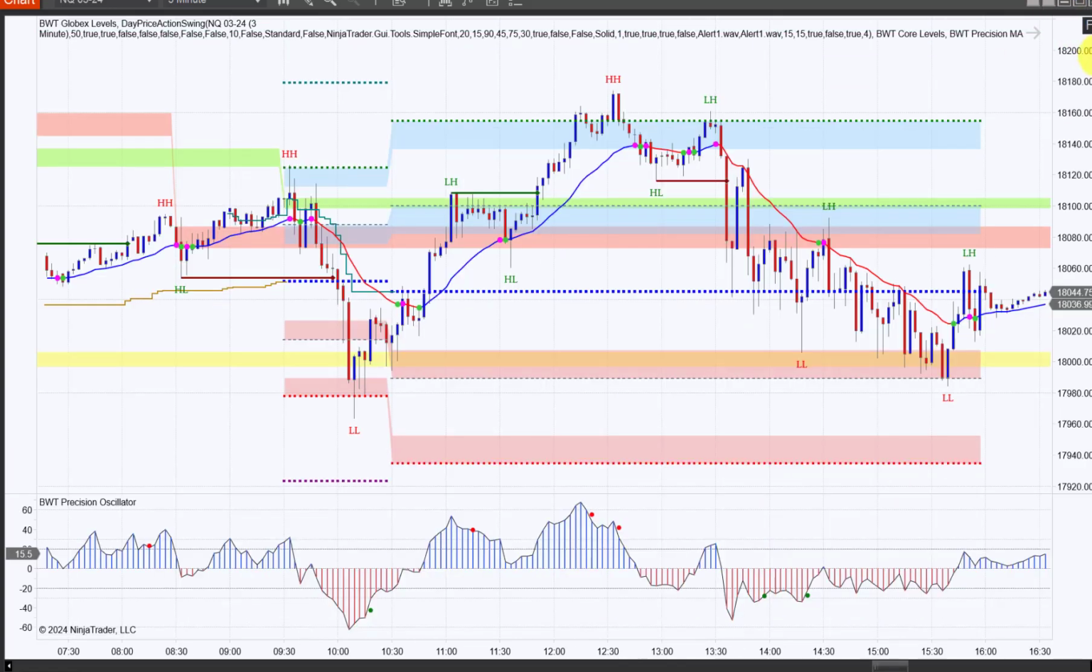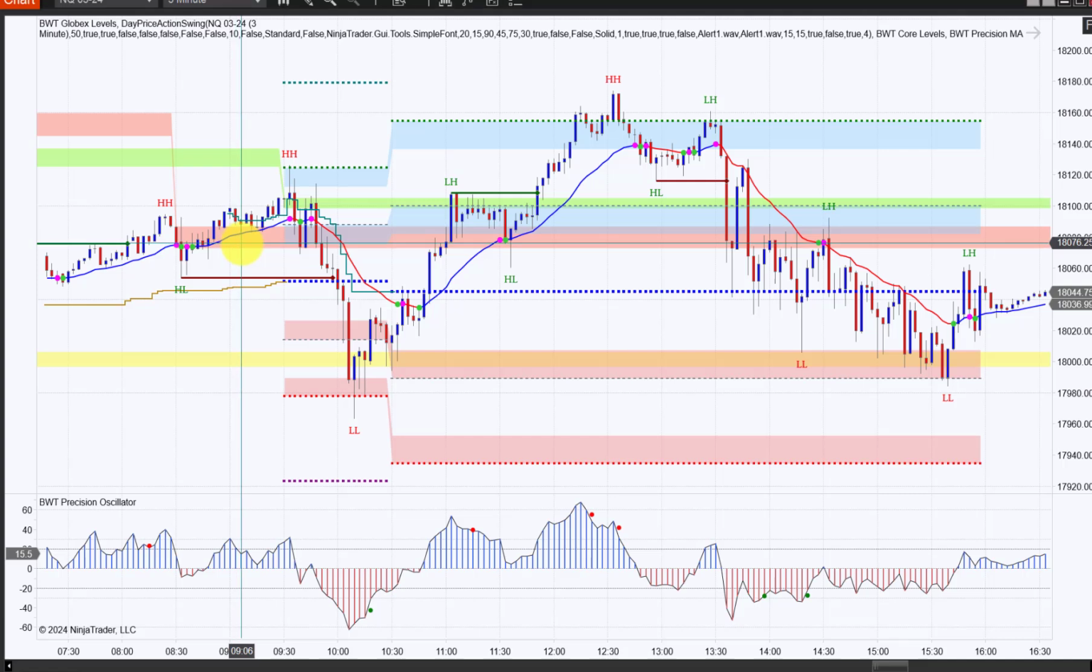I wanted to show the core levels from a different day. This was, I believe, Wednesday. But anyway, notice the open right here. Price came up to the expected first hour high right here to the tick. Now keep in mind that this first hour high plots, before this happened, it plotted with the first bar at the open right here.